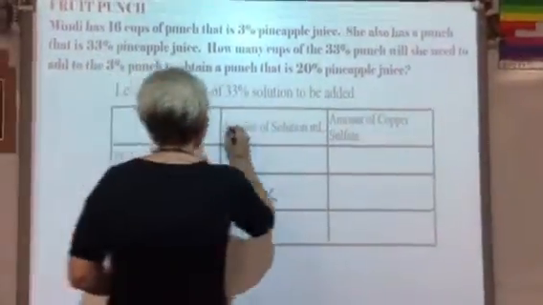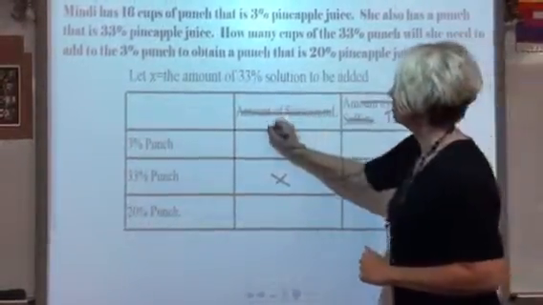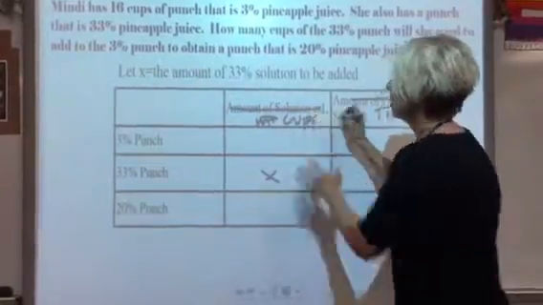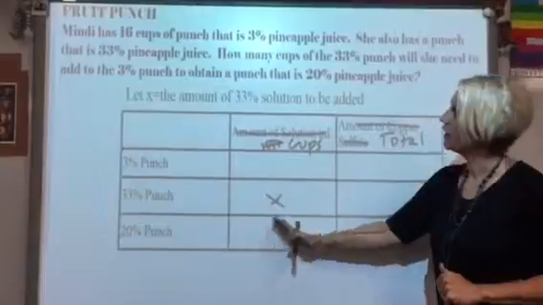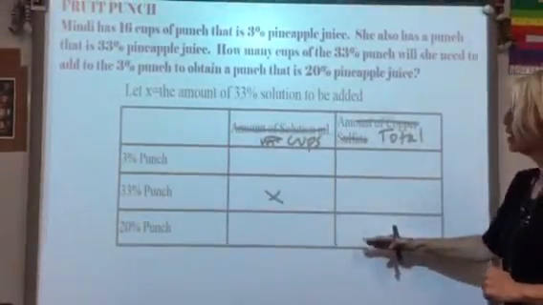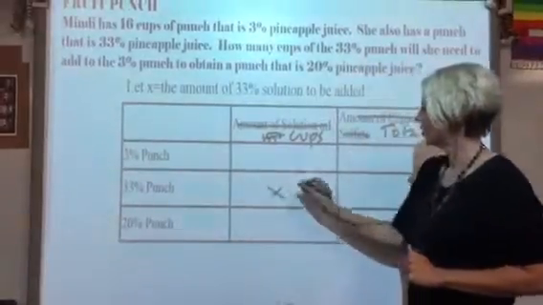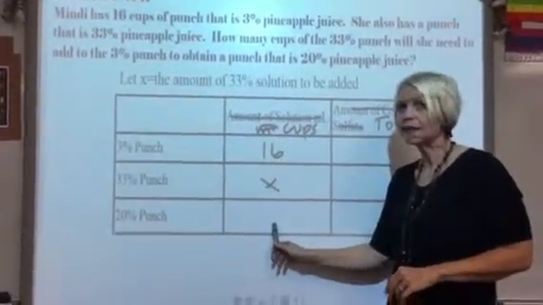Okay, my labels are wrong here, don't worry about those labels, but this is total, and this is going to be cups. Sorry about my labels there. So this is the percentage, this is my amount of cups, and then this is my total. So we go back up here, I have 16 cups of a 3% juice. So guess what this solution would be?